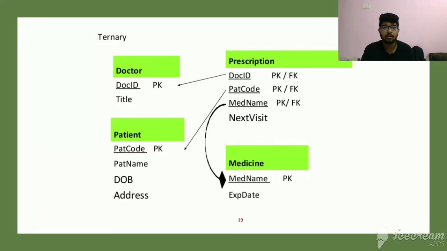Here, doctor ID will be the primary key in the doctor table, and in the prescription table, doctor ID, patient code and medicine name will act as both primary key and foreign key. Patient code, which is taken in the prescription, will act as a primary key in the patient table, and the medicine name which we have taken in the prescription will act as a primary key in the medicine table.